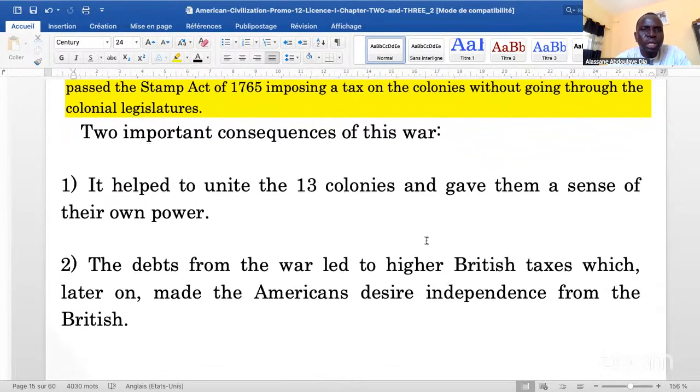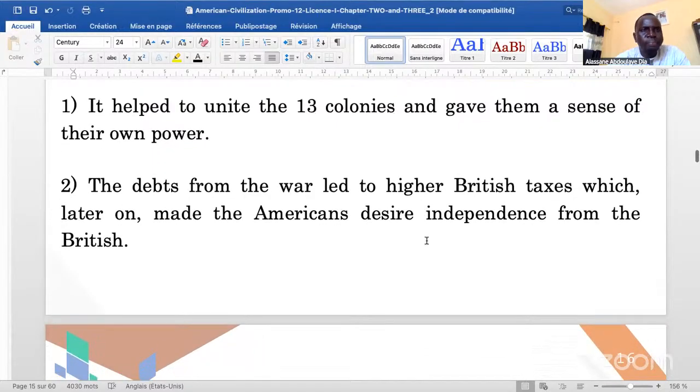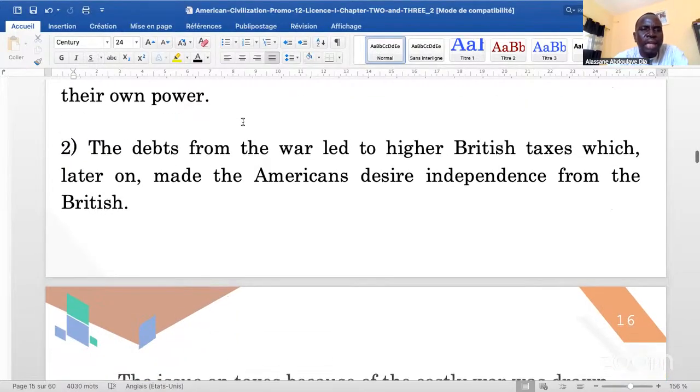So, two important consequences of this war. Look at the two important consequences of the war. The war helped unite the colonies and gave them a sense of their power. During the war, it was not a problem for the colonies because they needed protection from the British Army. But another consequence of the war is that the debt from the war led to higher British taxes, which later on made the Americans desire independence from the British.